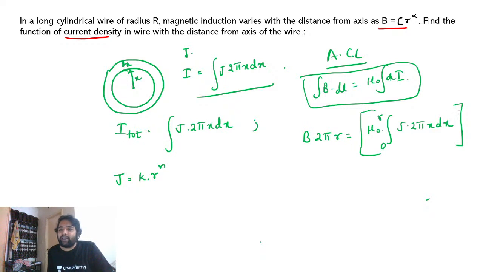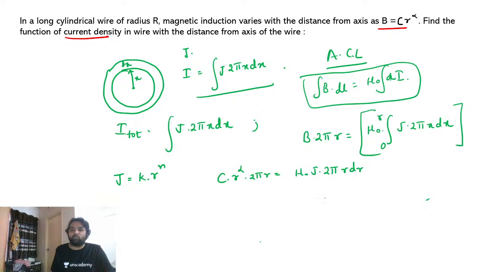So field into 2 pi r is this whole thing. So field is varying as C r power alpha. C into r power alpha into 2 pi r will be equal to mu naught into J into 2 pi r dr. यही होगा. तो अब इसको डिफरेंशिएशन के लिए उस साइड भेज दो.